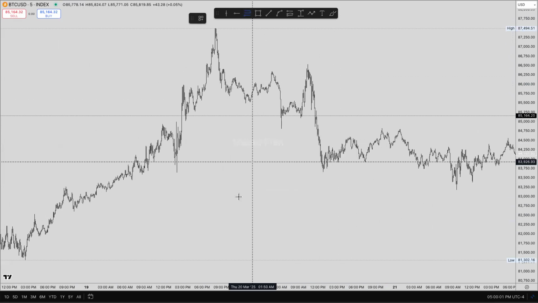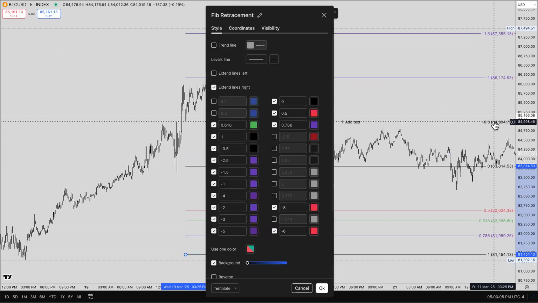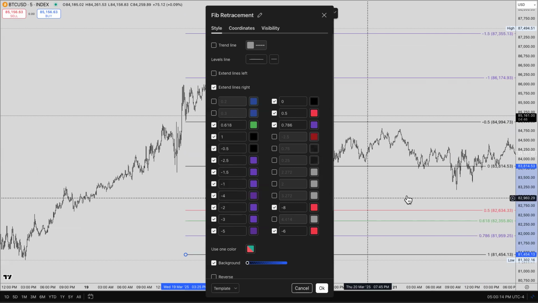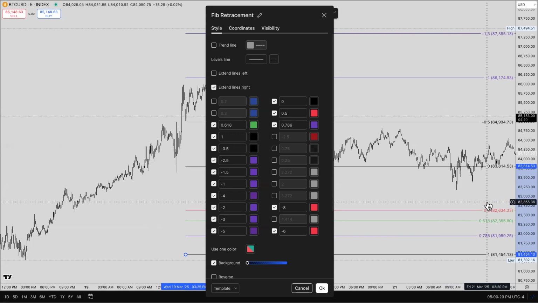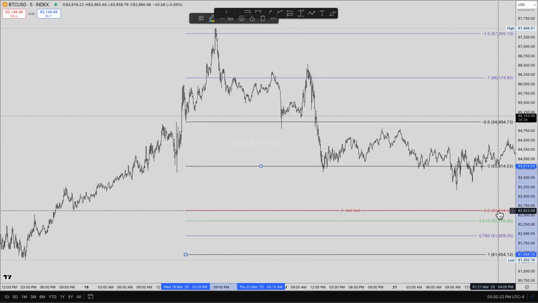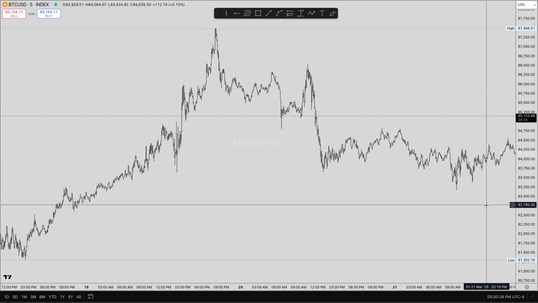First of all, when you pull your fibs from low to high, your extensions go down. To my knowledge, you have to do this on a PC or a computer to add negatives on your fib tool. This is just your standard fib retracement, and that's how I set my fibs up. That way, my targets, when I go to pull my fibs, they go up and I don't have to keep flipping them all the time.